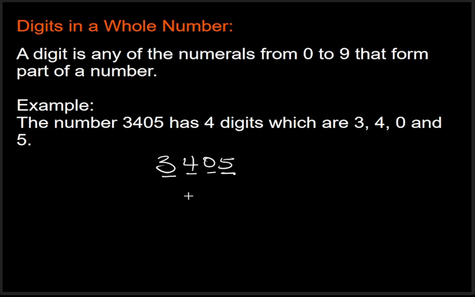For example, if we have a number 193486, this is 193,486. That's reading it as a number. But looking at the number, how many digits does it have? 1, 2, 3, 4, 5, 6. So this number has 6 digits. And the digits are 1, 9, 3, 4, 8, and 6. So those are the digits that make up that number.